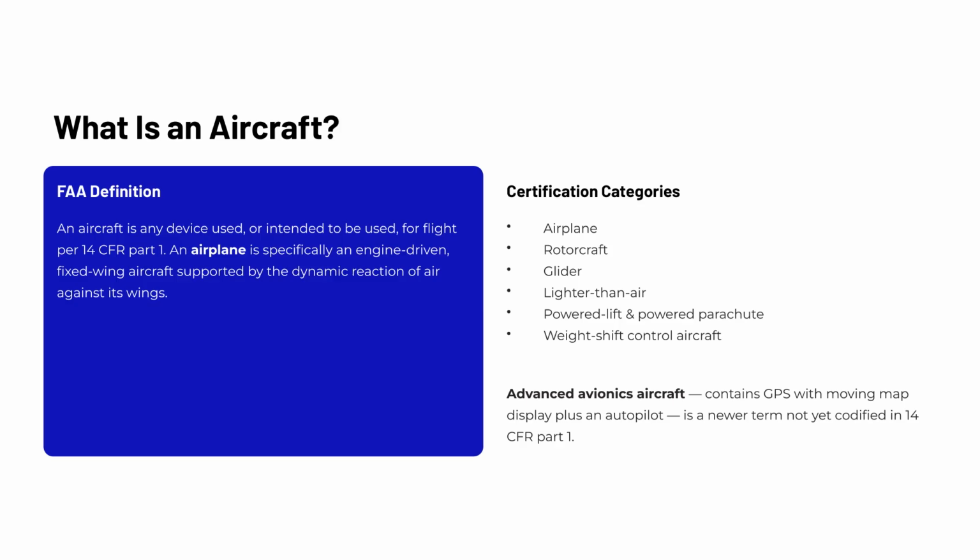You'll also hear the term advanced avionics aircraft used in modern training environments. This refers to aircraft equipped with a GPS moving map display and an autopilot system. It's important to note that while this term is widely used in aviation training, it has not yet been formally codified in 14 CFR Part 1. As you progress through this course, understanding these definitions and categories will give you a solid regulatory foundation for everything that follows.